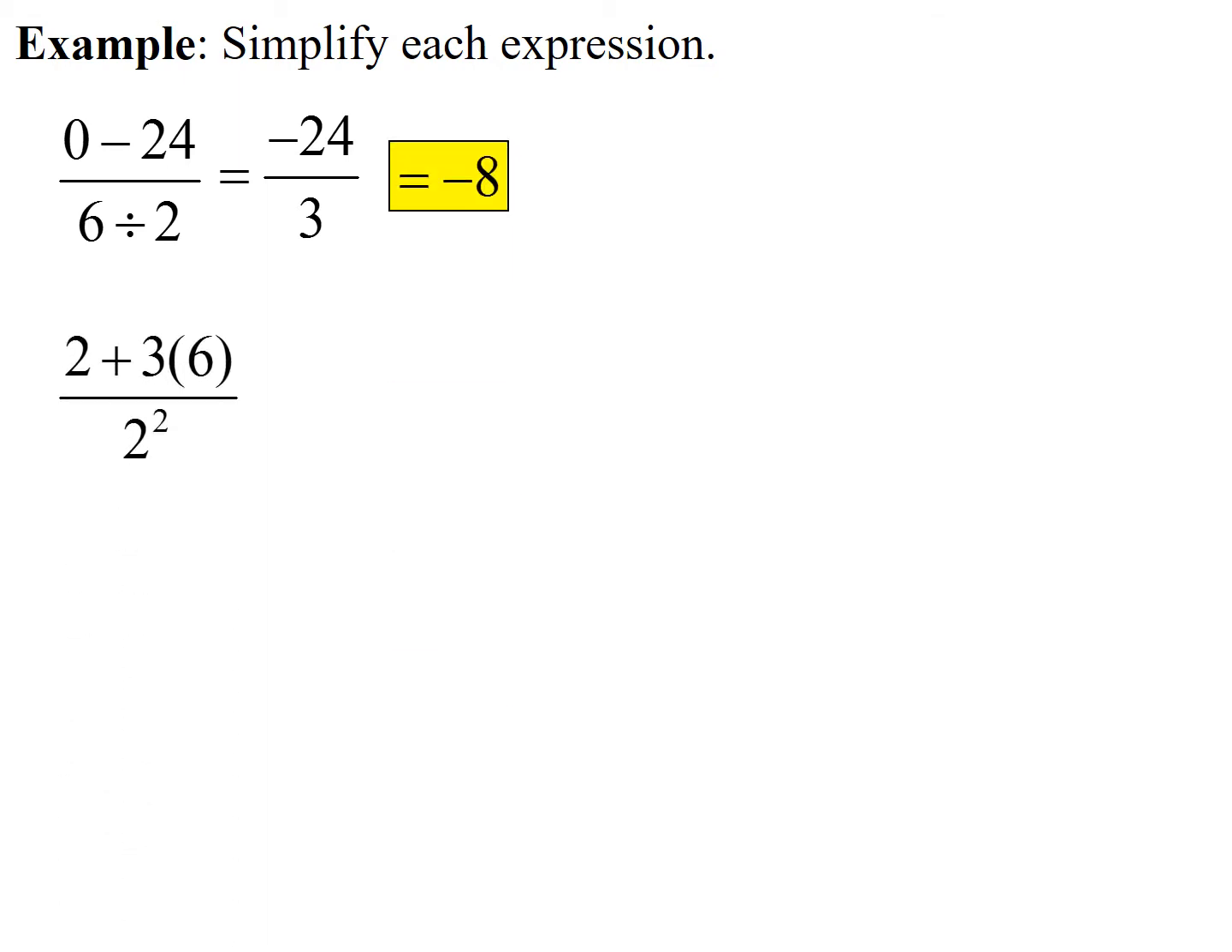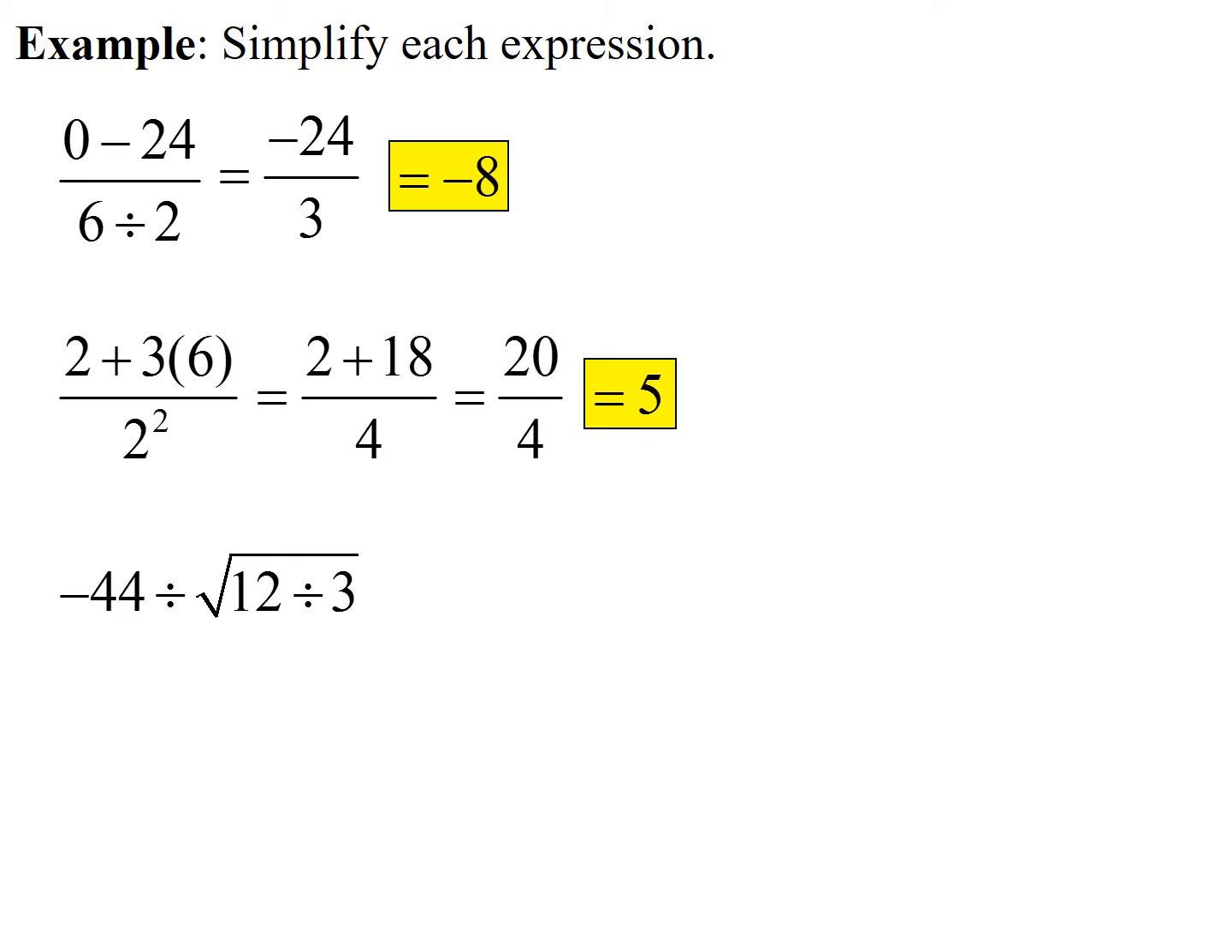Next, we see the fraction bar again working as a grouping mechanism. I want to simplify my numerator, simplify my denominator, and then use the fraction bar as division. So for my numerator, the first operation I'm going to address is the multiplication. The second operation I will address is the addition. In the denominator, the operation that I have is an exponent, so I'm going to simplify that. For my numerator, 3 times 6 is 18, so I get 2 plus 18. For my denominator, 2 squared is 4. Now address the addition in the numerator. 2 plus 18 is 20 over 4 is equal to 5.